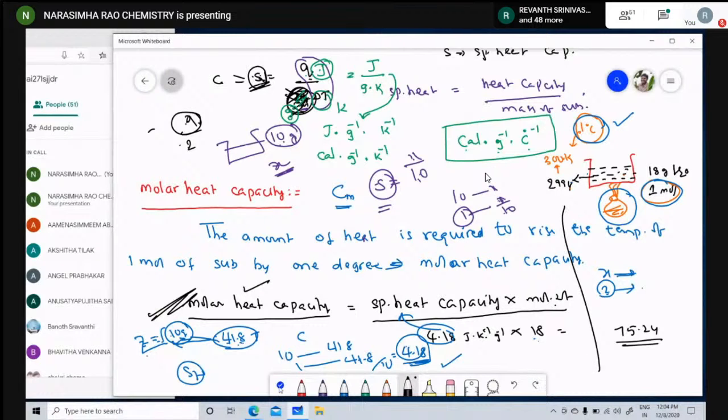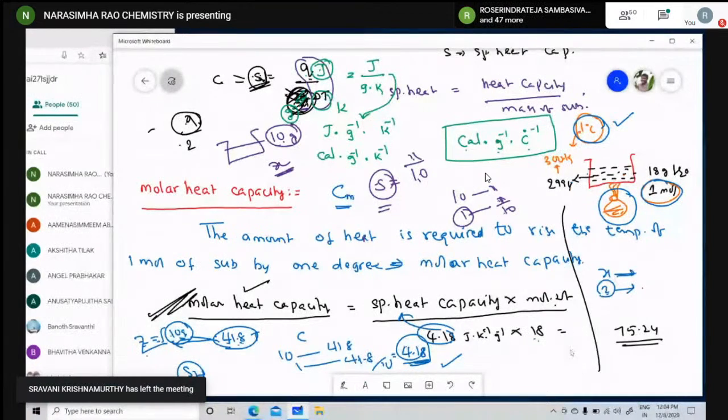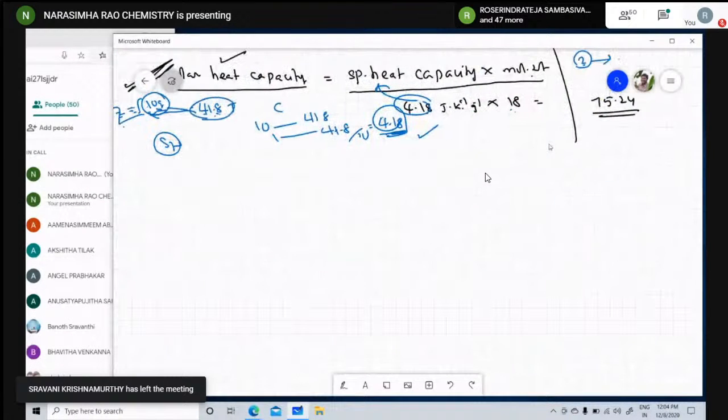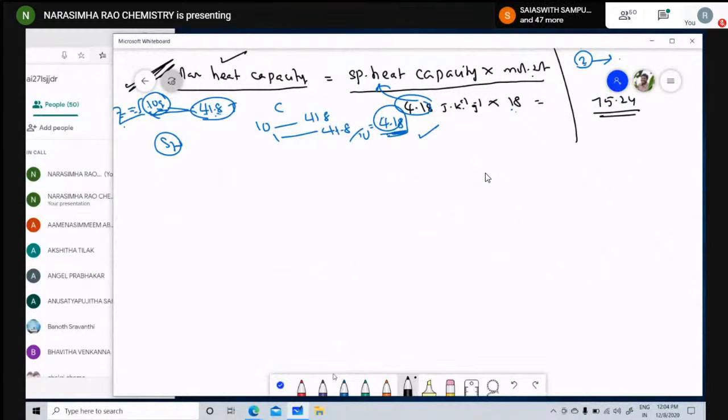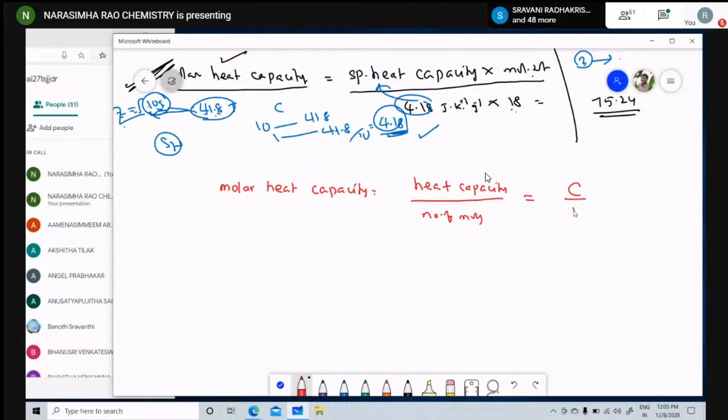Specific heat capacity is heat capacity by mass. Heat capacity by mass is specific heat capacity. In case of molar heat capacity, it is heat capacity by moles. Heat capacity upon number of moles. That is C upon N, which is equal to Cm.